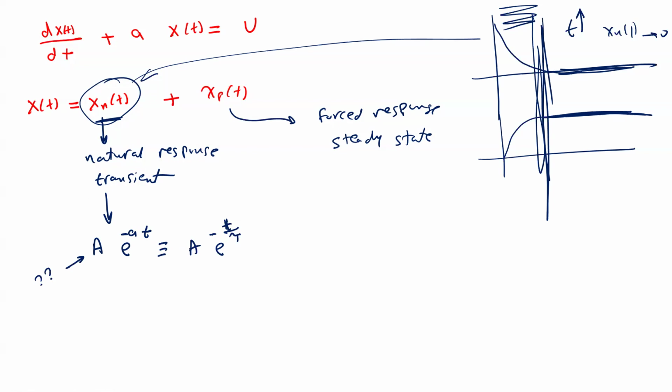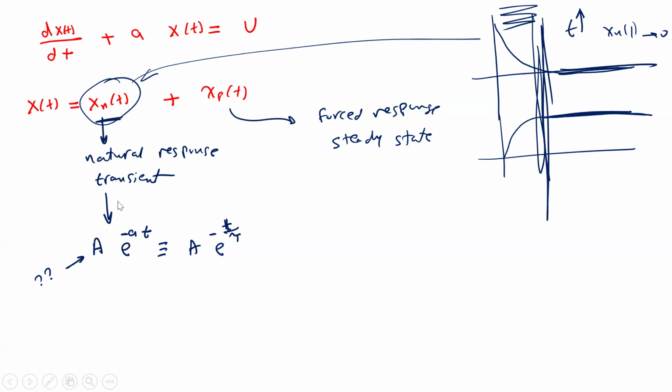To get A, you need to know the initial condition. You need to know the initial voltage across the capacitor, because this will help you find A. Forget A for now, but A is a constant value. I will tell you later how to calculate it. But this is the response here.